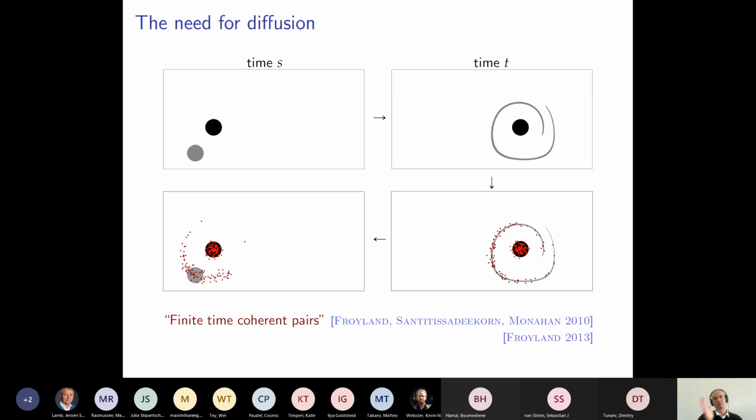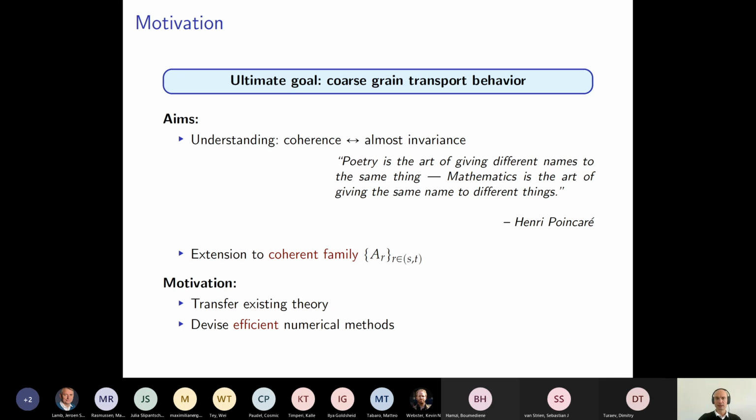This forward-diffuse-backward picture, which you see indicated by the arrows going forward and backward, is something robust under this forward-backward concatenated evolution. This is formalized in early works of Gary Froyland and co-workers on finite-time coherent pairs. I will allude to this here, but will set up a different theory in my talk.